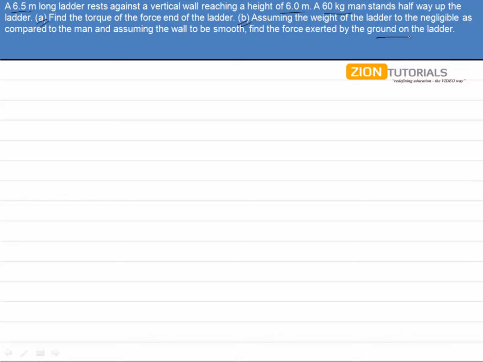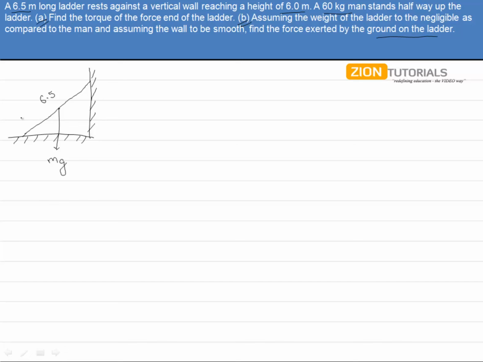Now let us first sketch the diagram for this question, in which this is the wall and this is the surface, and this is the ladder of length 6.5 meters, and in the midway we are having an mg force due to the person.